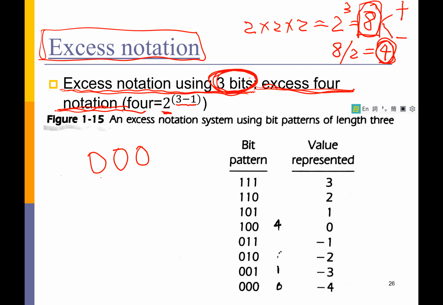Now, the magnitude of the value you can only use 2 bits, and the remaining 1 bit is used to represent the sign of the value, which can be positive or negative. Okay? So you cannot sacrifice 1 bit from these 3 bits.